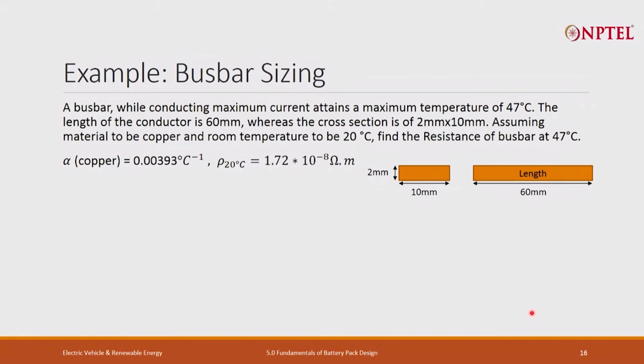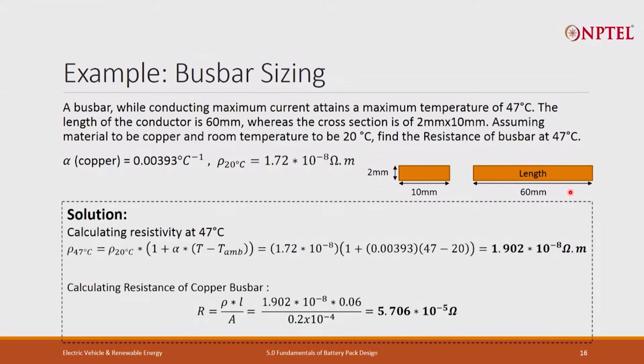Now, I have also fixed the cross section area of the conductor. Generally that would come from the design criteria, but let us suppose we have fixed the conductor cross section, and that is nothing but 2 mm into 10 mm. So, this is the cross section and this is the length. Now, consider the material is copper and the room temperature is 20 degree centigrade. We need to find out the resistance of the bus bar. All the data has been given, alpha copper and resistivity at 20 degree centigrade.